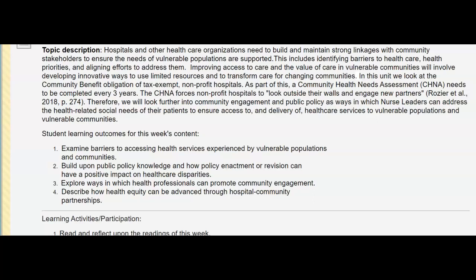So it's asking hospitals to look outside your walls, engage new partners, and instead of just focusing on the community benefit of providing charity care. So we're going to look at community engagement, public policy, and really ways that nurse leaders can be involved in health-related social needs and assessing these needs.